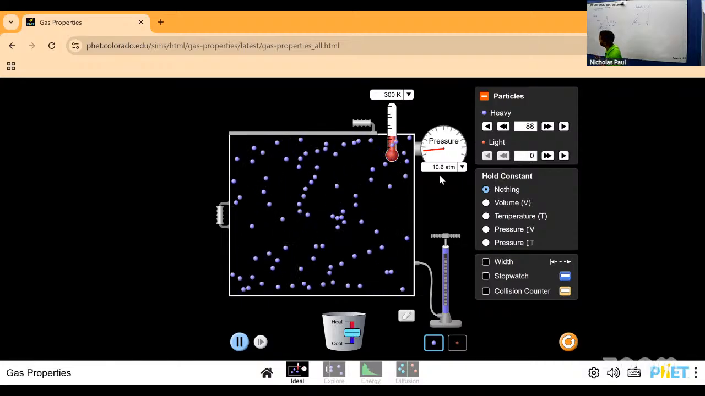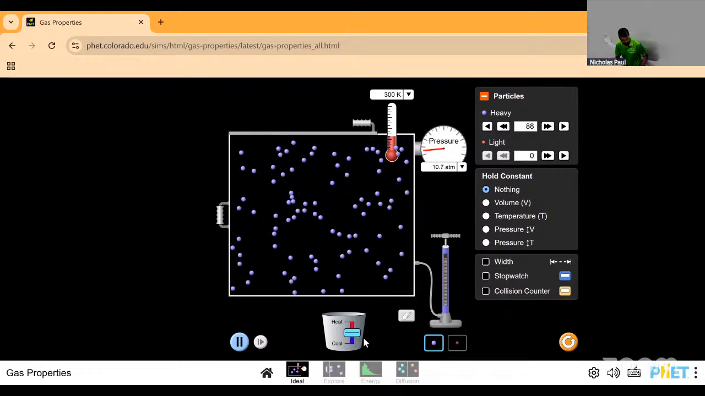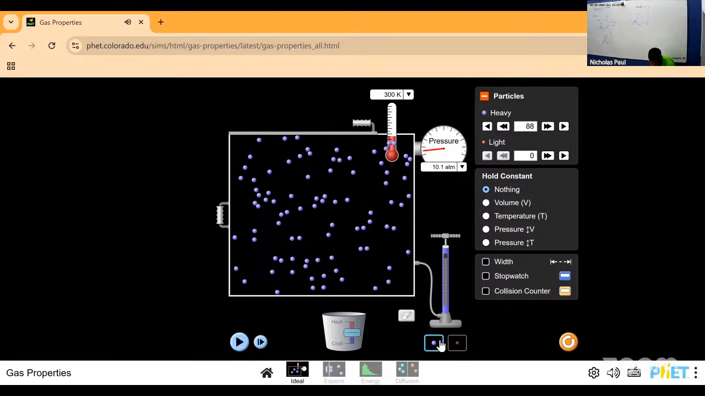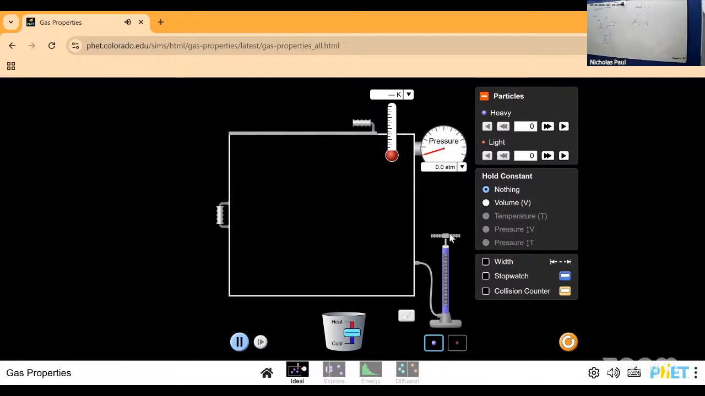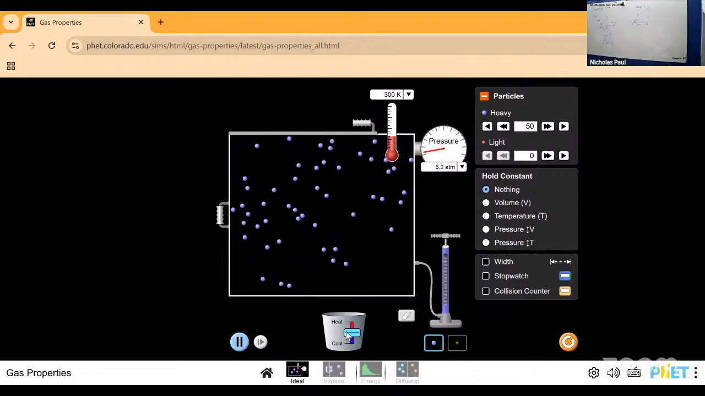You're seeing that? So I want to reset it again. Reset. Right. I want to do something else. Can anybody tell me what else I can do? So we just learned that collisions equal pressure. How can I increase pressure again? Raise the temperature. Who said that? Very good. I can raise the temperature.